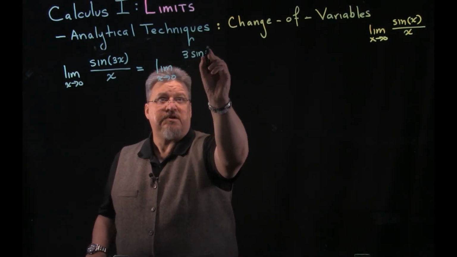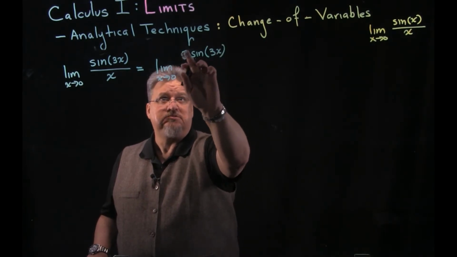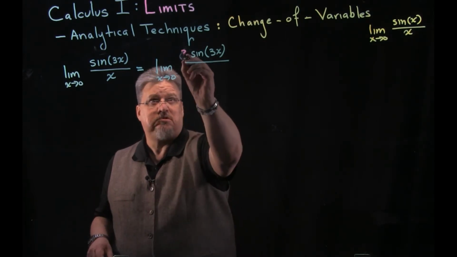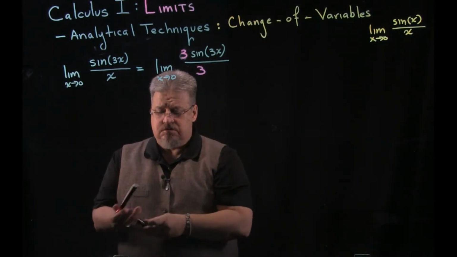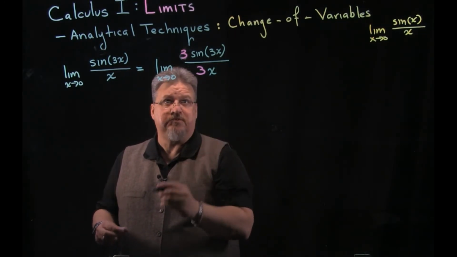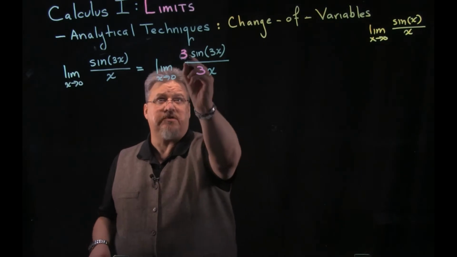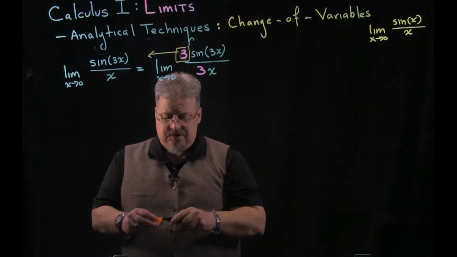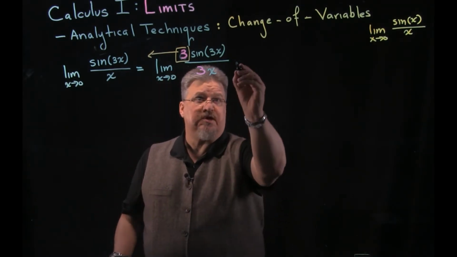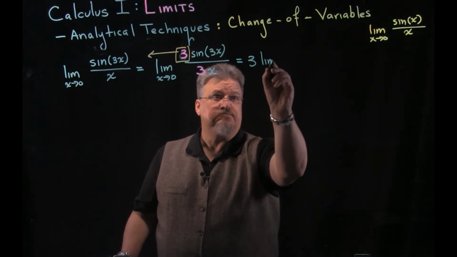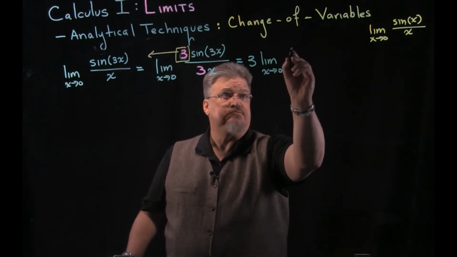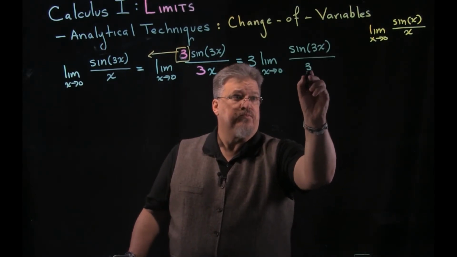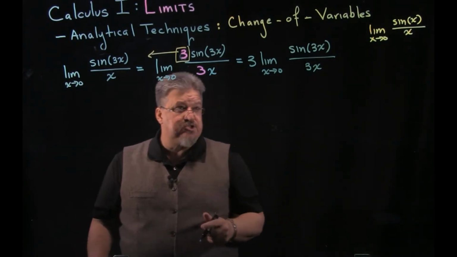By doing so, we have 3 sine 3x over 3x. Okay. Now let's bring the 3 in the numerator out. We know we can do that because it's constant, so that will go outside the limit. So this is equal to 3 times the limit as x goes to 0. All right, now we see the problem taking shape. So now we need to change variables.